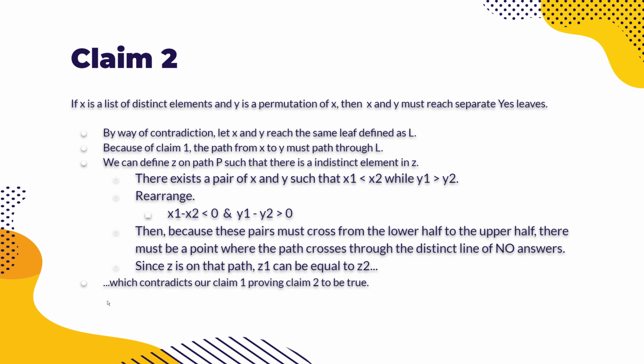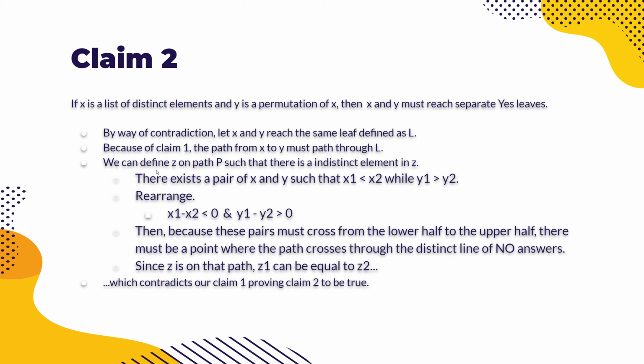So we can use claim 1 and claim 2, which is if x is a list of distinct elements and y is a permutation of x, then x and y must reach separate yes leaves. And to prove that, we'll be using contradiction, and by way of contradiction, we can let x and y reach the same leaf defined as L. Because of claim 1, which is R of L being connected, the path from x to y must pass through L.